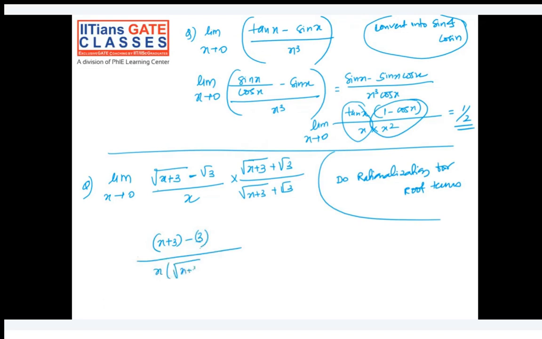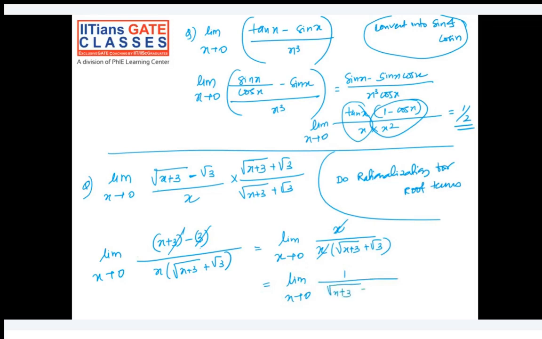So solve it. 3 will get cancelled. Limit x tends to 0, it will become 0 by 0 form. So apply L'Hospital rule. Differentiation of x is 1. In numerator, x will remain. No need to apply L'Hospital rule. In denominator, what will remain is x into root of x plus 3 plus root 3. Okay. X will get cancelled directly. So limit x tends to 0, 1 divided by root of x plus 3 plus root 3. If you put 0, 1 upon root 3 plus root 3 is 2 root 3. So 1 upon 2 root 3 is the answer.